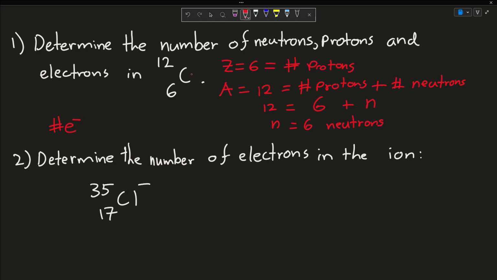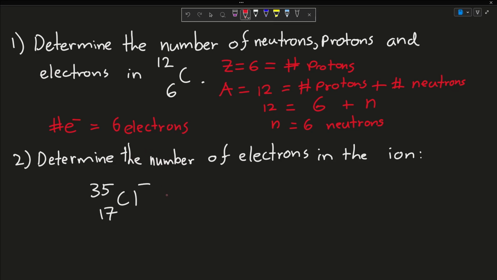And because this carbon has no charge, because there's nothing in the top right, and since protons have a charge of +1 and electrons have a charge of -1, and since the charge of the carbon is 0 overall, the number of protons must equal the number of electrons. So in this carbon, we would also have 6 electrons. And that's the first one done.